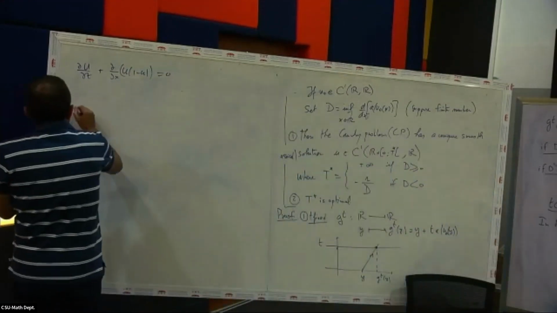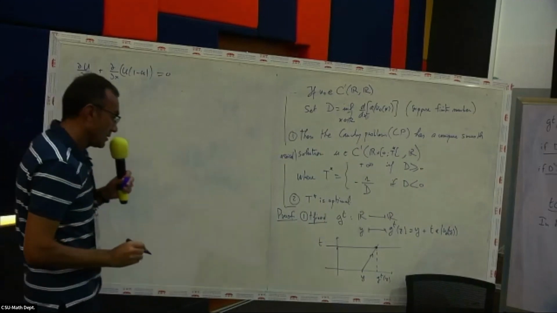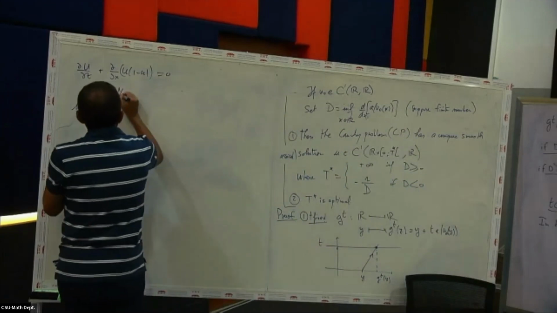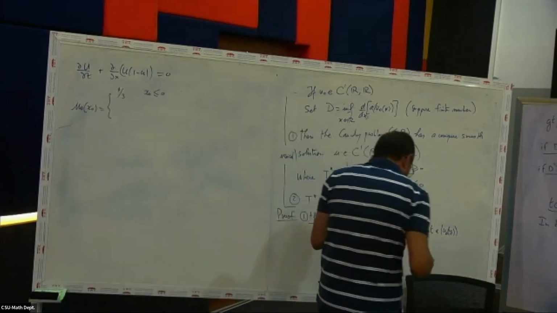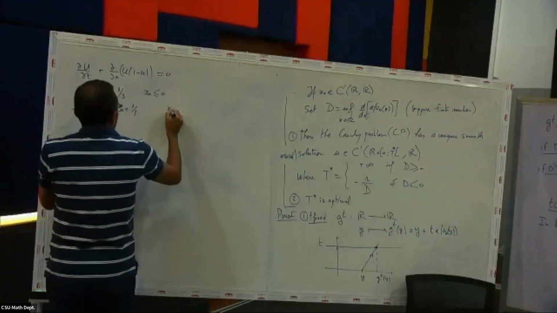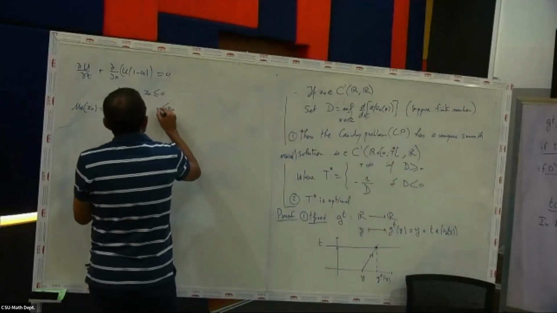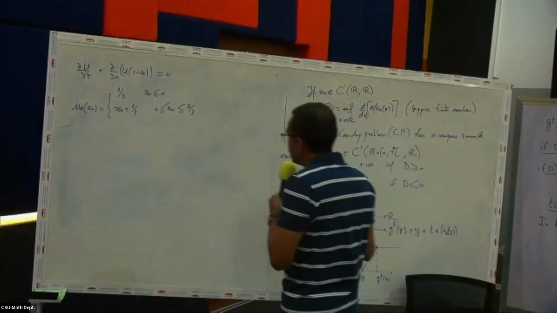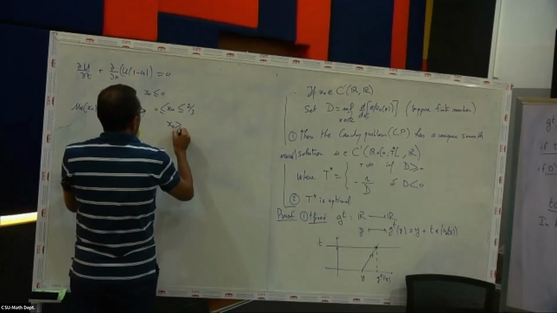maybe u0 of x0 is something like 1/3 when x0 is negative. It's a piecewise function. x0 plus 1/3 when x0 is between 0 and 2/3. And 1 if x0 is bigger than 2/3.